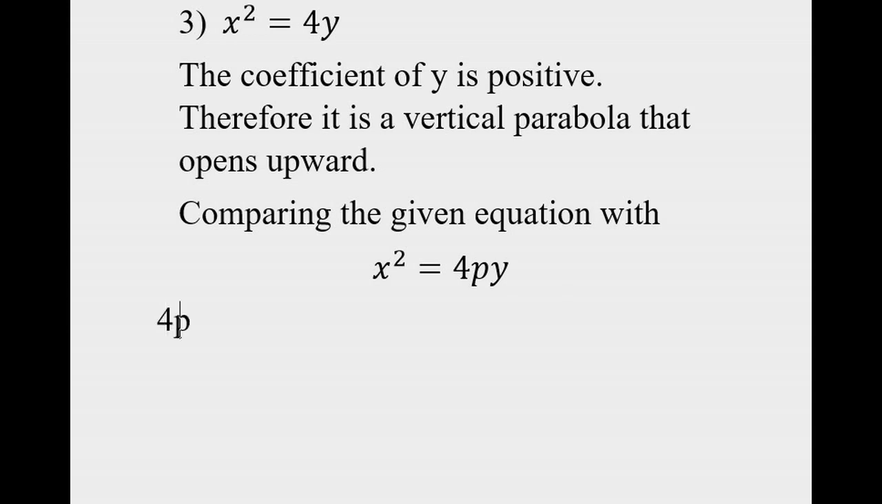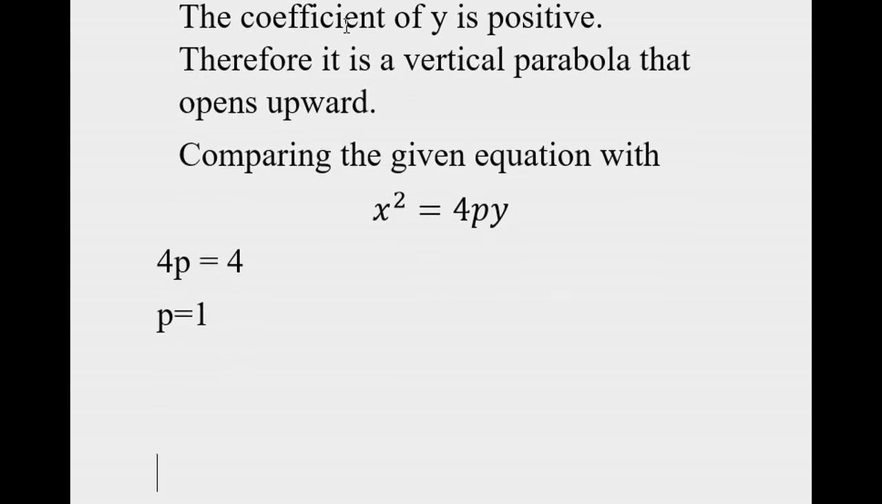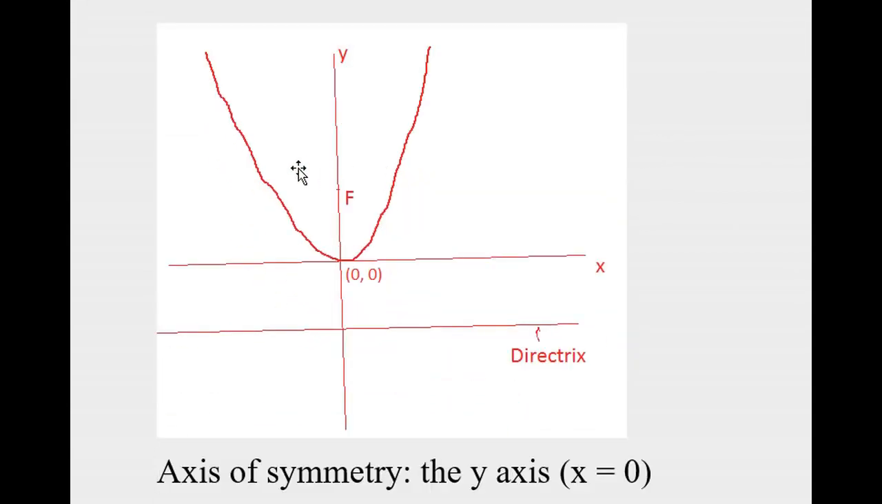We will write the coefficient as 4p. So x square equals 4py. Now compare the two equations. We find that 4p equals 4, or p equals 1.